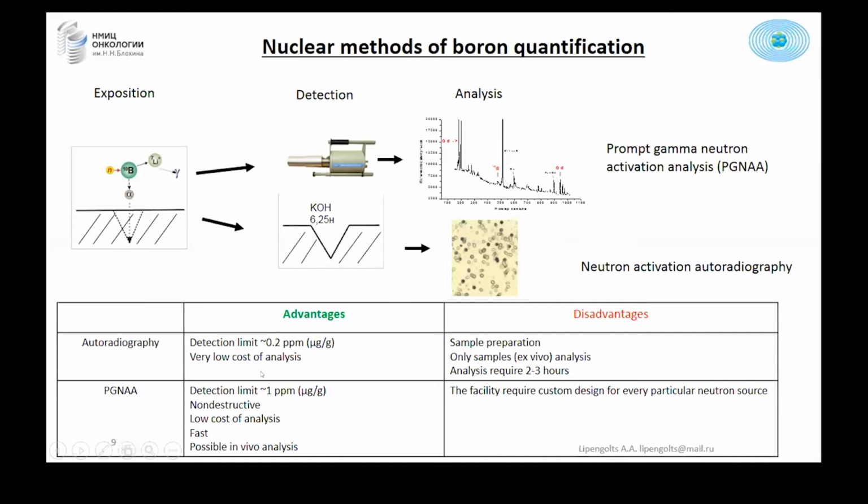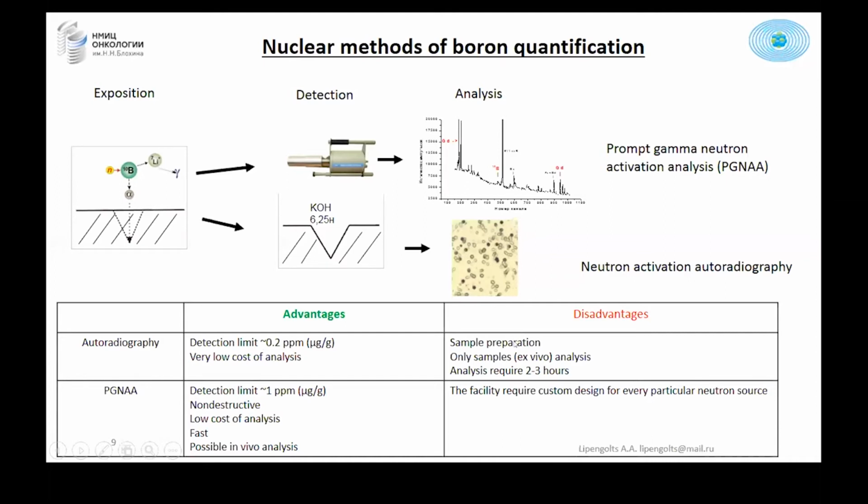The advantage of the autoradiography method is quite a sufficient detection limit. It's quite sensitive, so it matches the requirements of BNCT, and it's of very low cost because it has no consumables. It doesn't require any expensive equipment. Polymer detectors, track detectors, are very cheap, and the etching component is usually potassium hydroxide. So it's a method of choice for students.